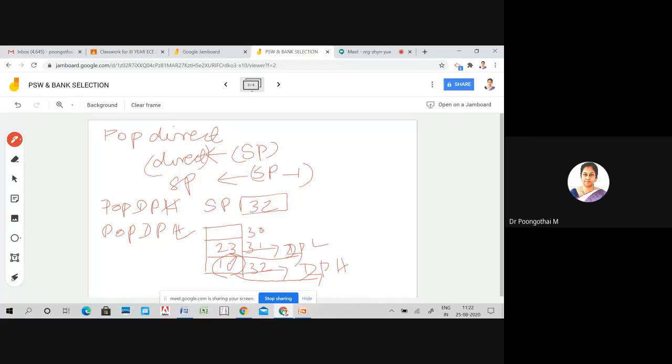So after execution, your DPH holds 10 and DPL holds 23. Just deleting the data elements from stack based on your instruction, that is popped into either the direct address, your data pointers, or memory location.